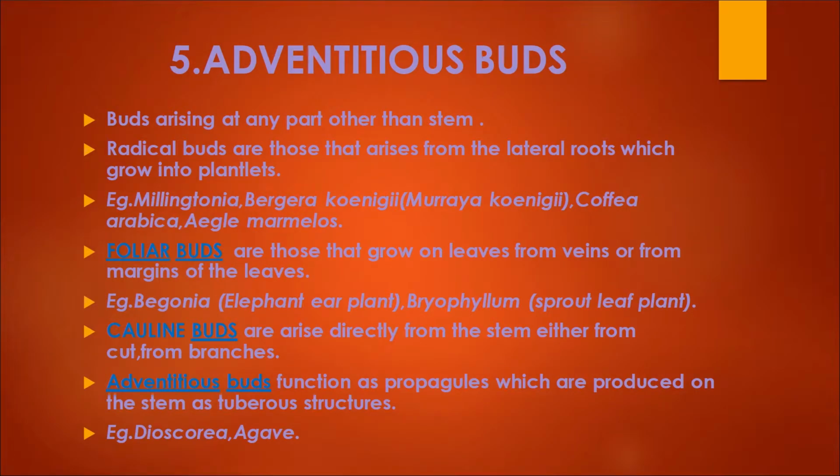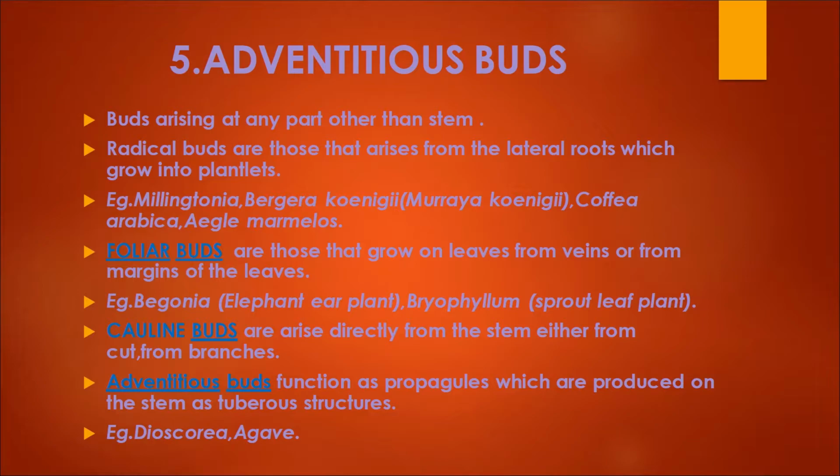Fifthly, we have the adventitious buds. If the buds arise from any part other than the stem, then we call them adventitious buds. The radical buds are those that arise from the lateral roots, and they can also grow into plantlets. Example Millingtonia, Bergera, Coffea arabica, Aegle marmelos.